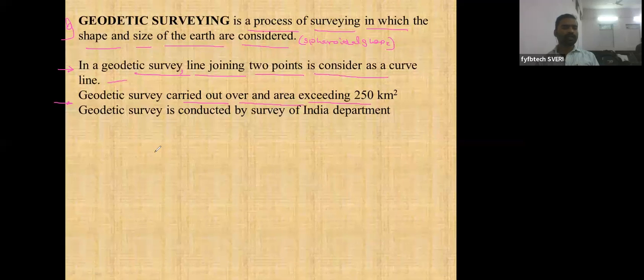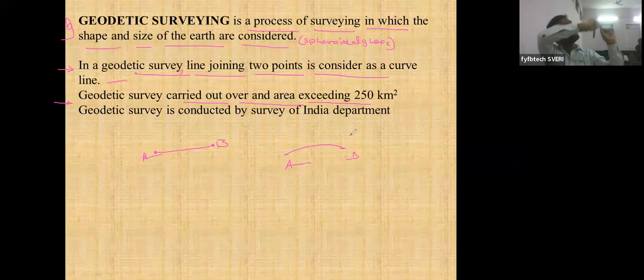See, in case of plane surveying, the points are A and B. The line joining A and B is a clear plane line. In case of geodetic surveying, A and B are there, but this is not a straight line. It will be a slightly curved line. Why is it a curved line? Because we are considering the spheroidal shape of the Earth. Consider Earth is in a spherical shape. There is an A point and a B point. Is it in a straight line? No, it is a curved line.